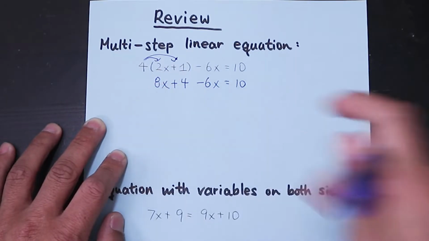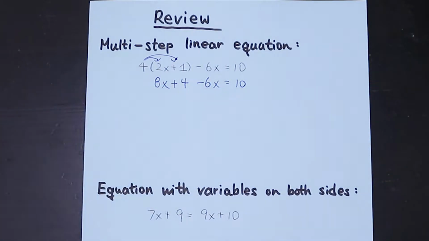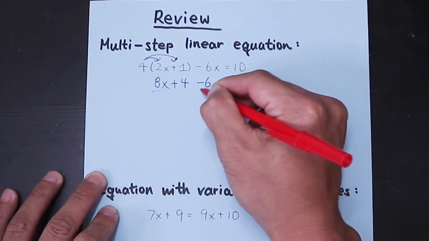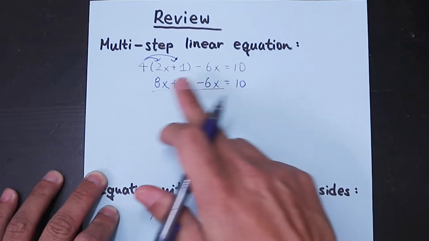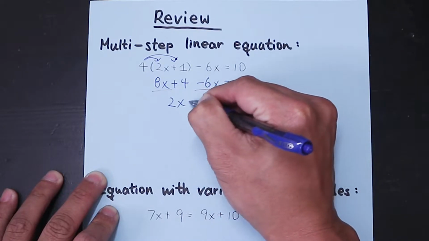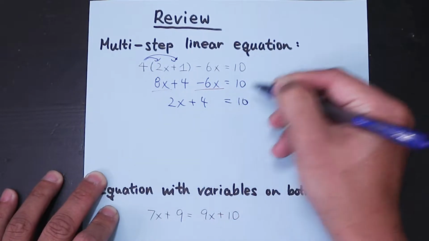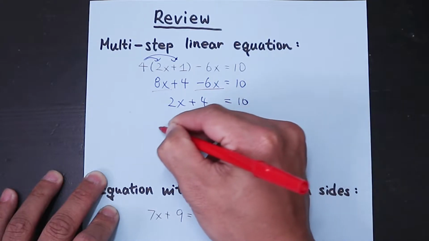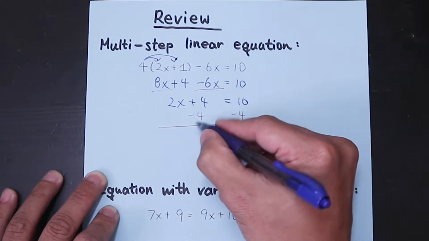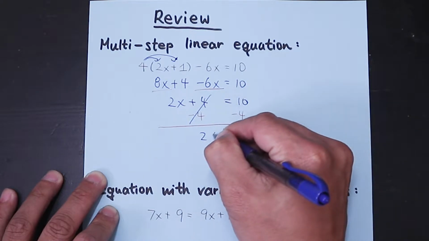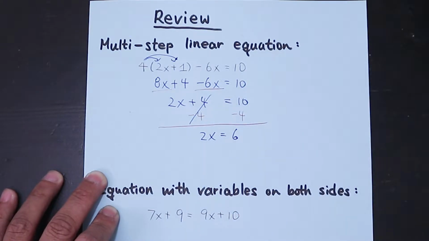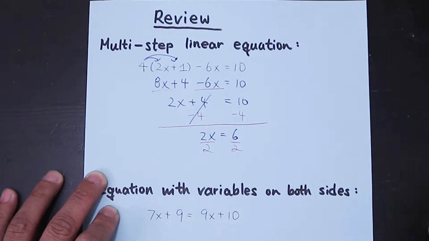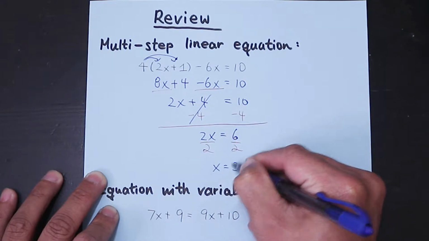Then after that, you're going to combine like terms. Out of the 3 terms on the left of the equation, 8x and negative 6x are like terms. So 8 minus 6 is 2, so 2x plus 4 is equal to 10. Then to solve this equation, you subtract the constant 4 on both sides to isolate the variable term 2x. That becomes 2x is equal to 6. At the end, since 2 times something is equal to 6, you divide both sides by 2, and you'll get x is equal to 3.